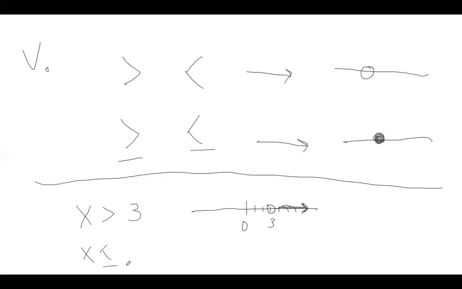X is less than or equal to 1 would be, okay, 0, 1. I find 1. This time it's less than or equal to, so I'm going to shade it in to show that it can be equal to 1, and all numbers less, which would be this way, right? X is less than or equal to 1. Okay? That's the basics of graphing it. Just going to give a couple seconds to catch up in case you're writing those graphs down.